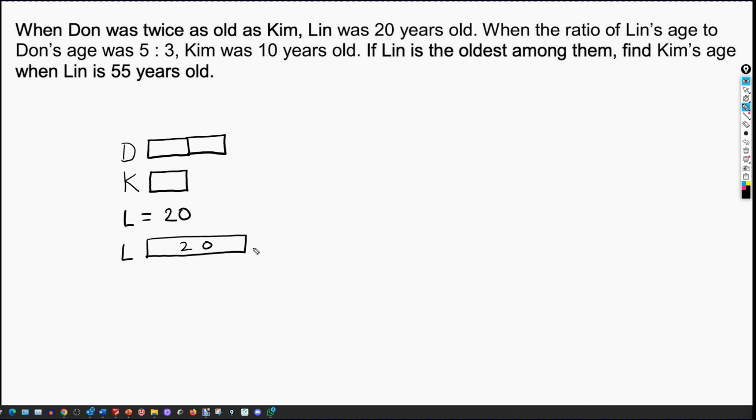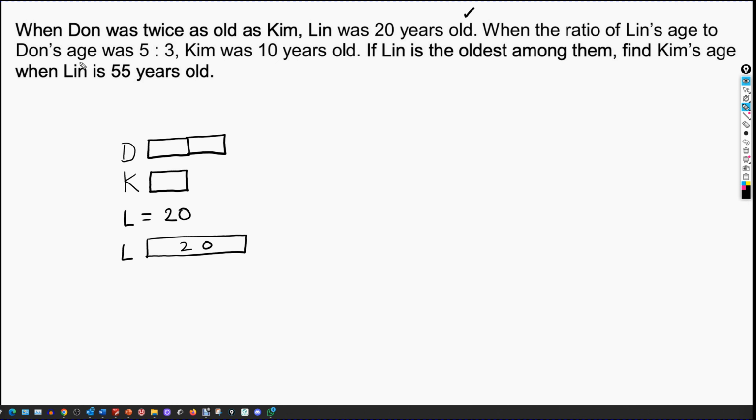As long as you know that this bar, we don't know how it relates in size here, other than the fact that this must be bigger than this. And we'll look at why in a moment. Okay, so that's what we've got. So have we captured all of that information? Don was twice as old as Kim, Lin was 20. Yes, we've got that.